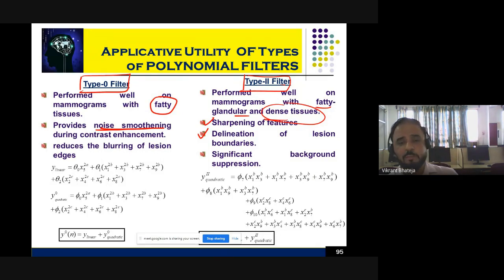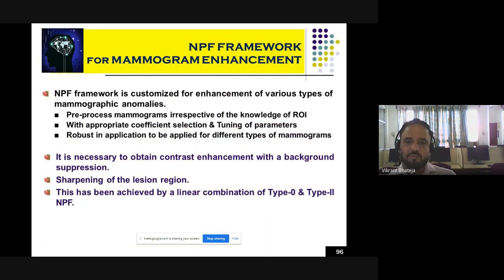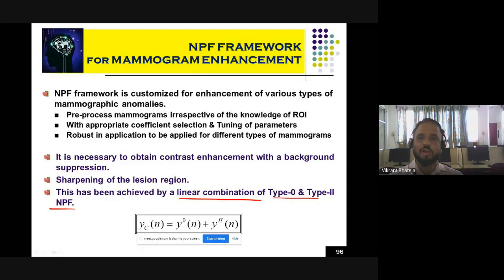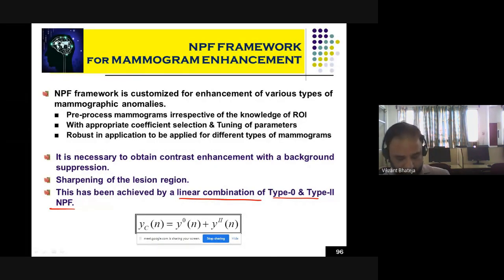So what impetus has been given or derived over here is that a filtering framework has been designed, where you can say a linear combination of type 0 and type 2 polynomial filters has been taken. This is being given the name non-linear polynomial filtering framework for mammogram enhancement. And why have we combined type 0 and type 2? With just these two combined, you are trying to cover different categories of mammograms, or you can certainly say all the categories of mammograms, through this particular combination of filters.